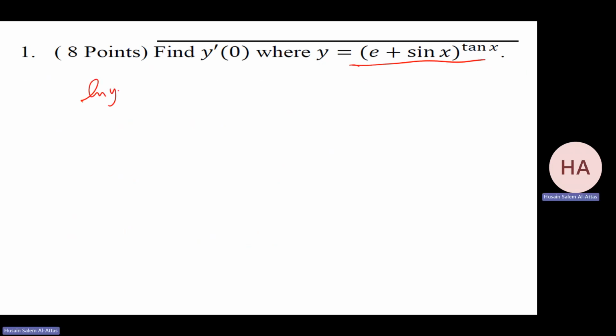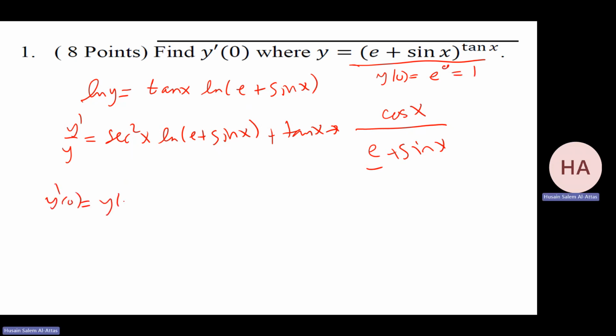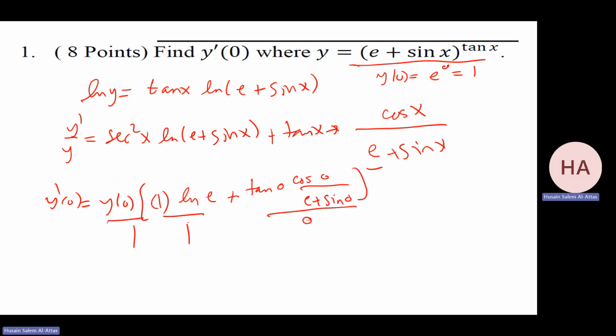This one, I have ln y equal tan x ln e plus sine x. So it will be y prime over y, secant square x ln e plus sine x, plus tan x, derivative of this. I have e plus sine x, derivative of e is 0, cosine x. What is y at 0? Y at 0 will be e to the power 0, which is 1. So y prime at 0 will be y at 0 times secant 0, which is 1, ln e, which is 1, plus tan 0, which is 0, cosine 0 over e plus sine 0. All of this is 0, and this is 1, this is 1, so the answer is 1.